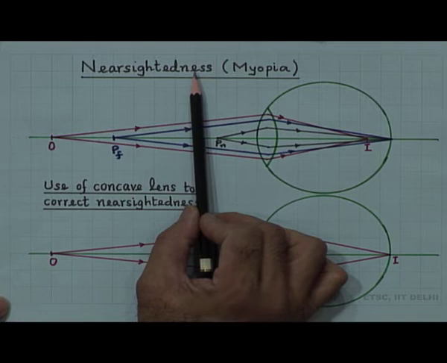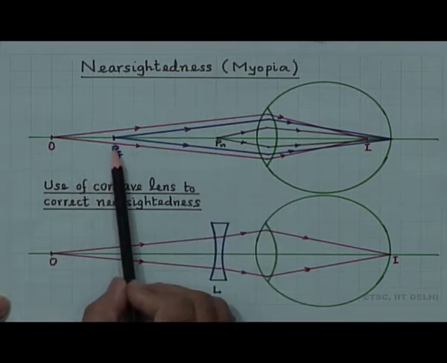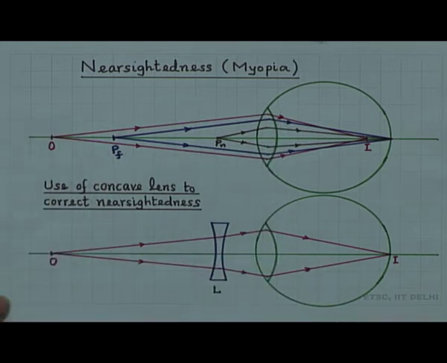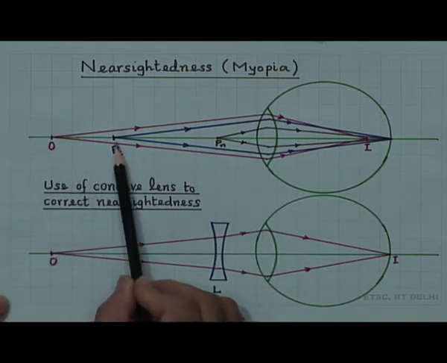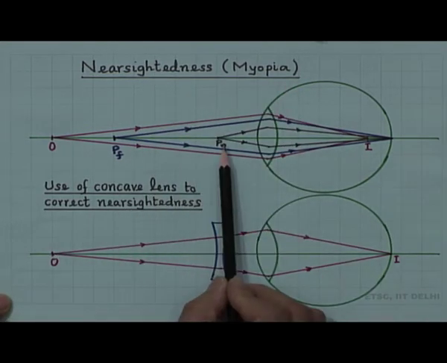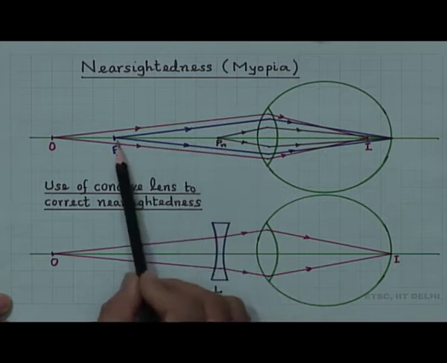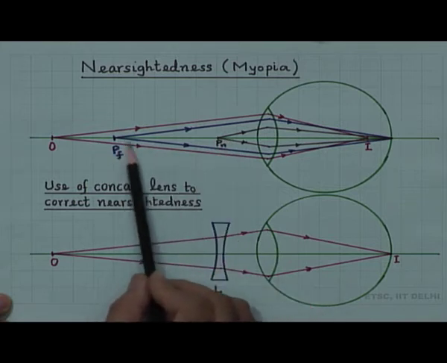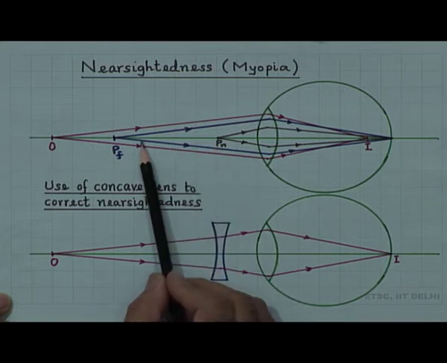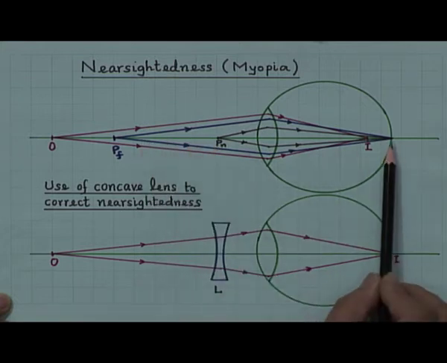For the person with nearsightedness, the far point is not infinity, but at a finite distance, and that distance is P f here. P f is the far point for the person with nearsightedness or myopia, and the near point is somewhere here, which means all the objects in this range the person is able to see clearly, which means all the objects which are here are clearly focused on the retina here.